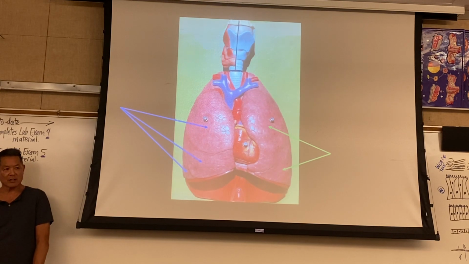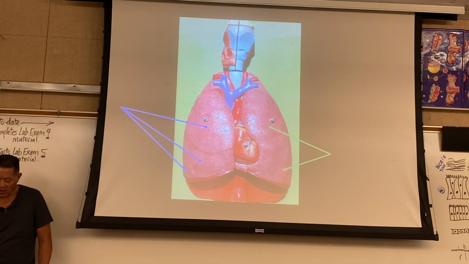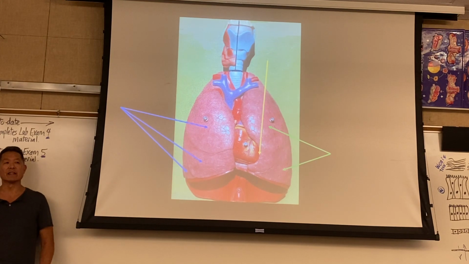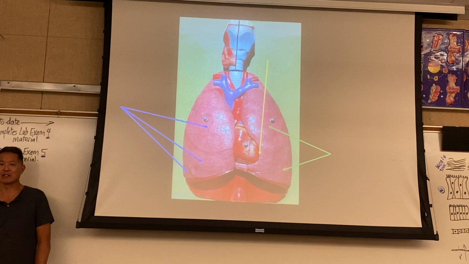Why are the lungs asymmetrical? Because of the heart. Because the heart leans to the left and takes volume out of the left lung. Where the heart takes volume out of the left lung, that's called the cardiac notch. That's the yellow arrow.